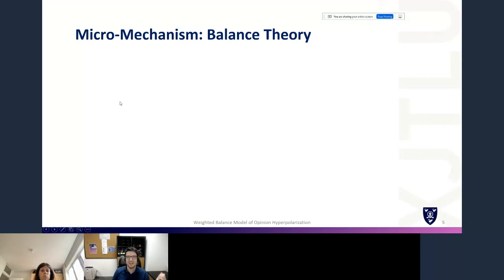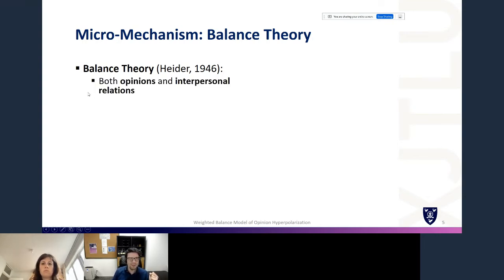Until we had the idea to take refuge in a very, very old psychological theory, very old but very influential, namely balance theory. Balance theory was invented by Heider in 1946. You might know it in its network theoretical incarnation called structural balance theory. But initially, balance theory was a psychological theory and not a sociological theory.